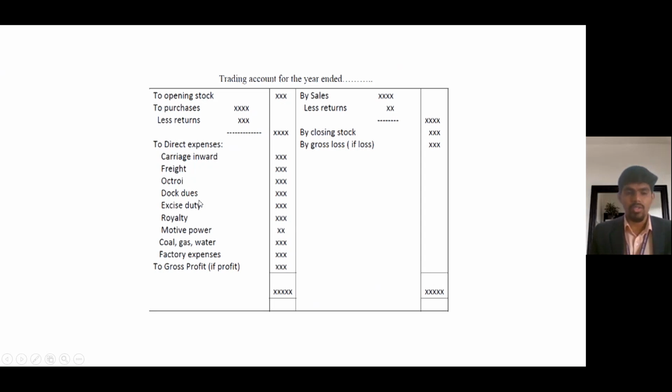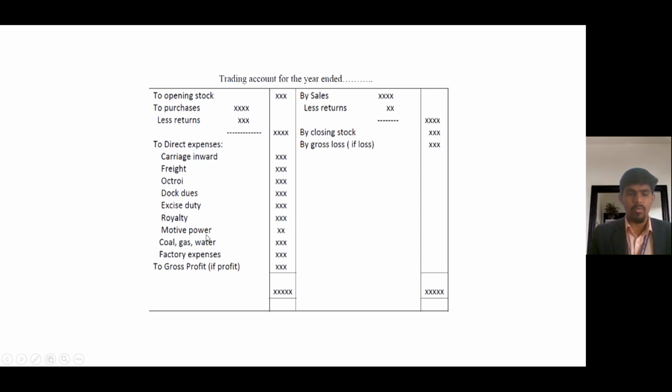Next is dock dues. If any dues relate to documentation, that will be called dock dues. Next is excise duty. On our manufacturing we pay certain excise taxes, which will be called excise duty. Next is royalty. If we have taken any patents or copyrights, we need to pay royalty for them.